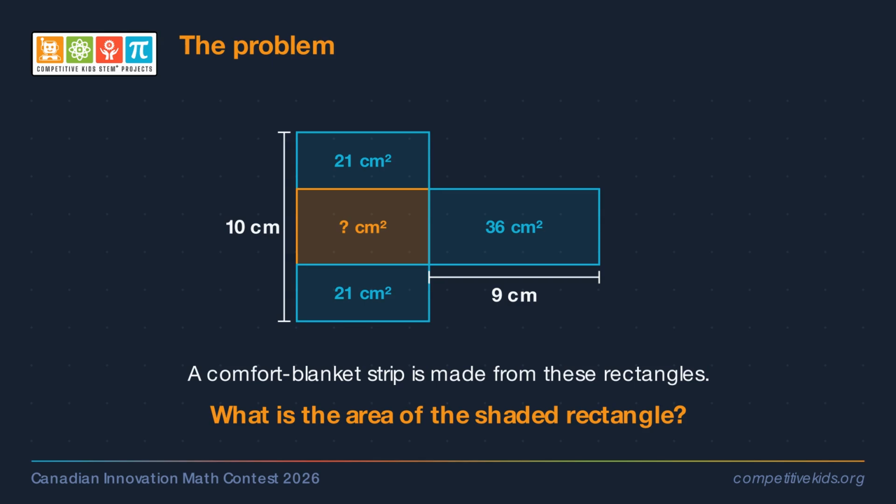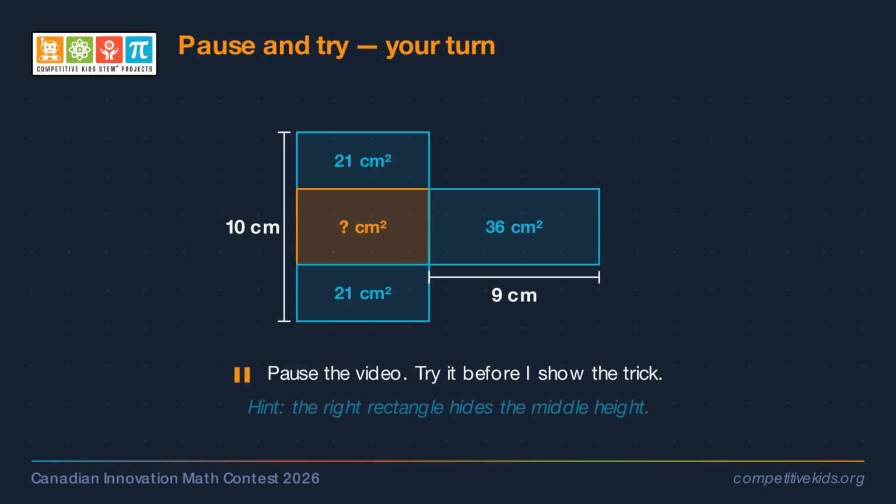A rectangle of area 36 square centimeters is attached to the right. It is 9 centimeters wide. Find the area of the shaded middle rectangle. Pause the video. Try it before I show the trick. Here is a hint. The right rectangle hides the middle height.